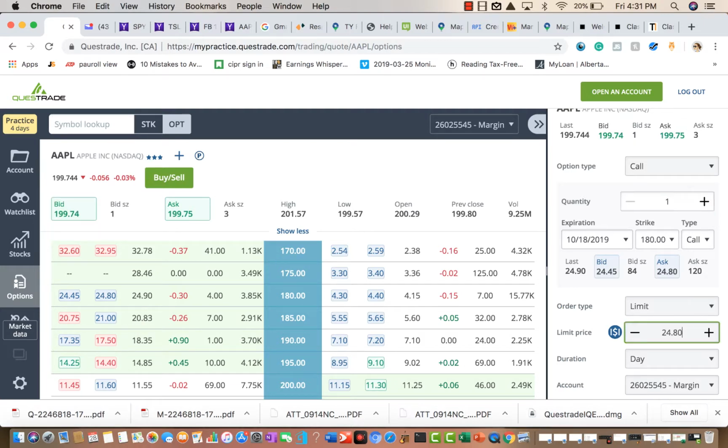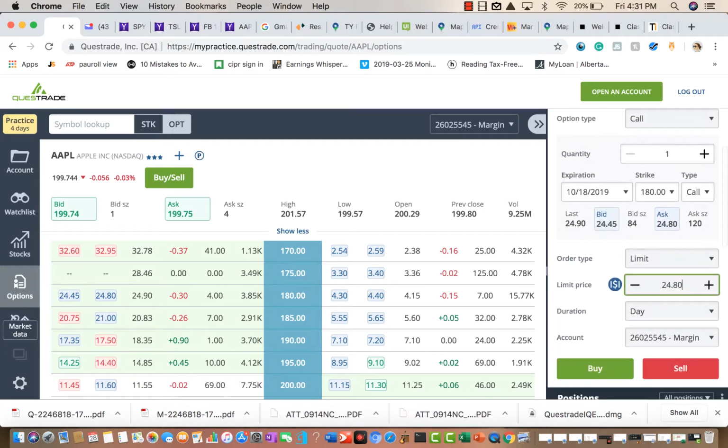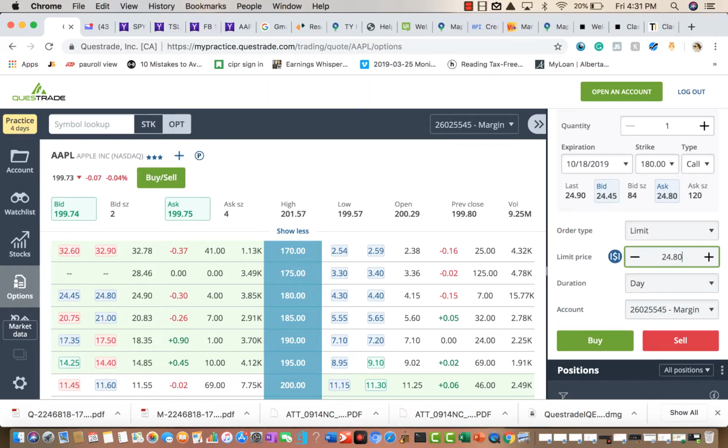Okay, so whenever you're buying a call option or put option, you want to buy at the ask. So in this case, the ask is 24.80. That's why the limit price right here says 24.80, because that's what you're gonna be paying. All right, so you're just gonna go ahead and click buy.